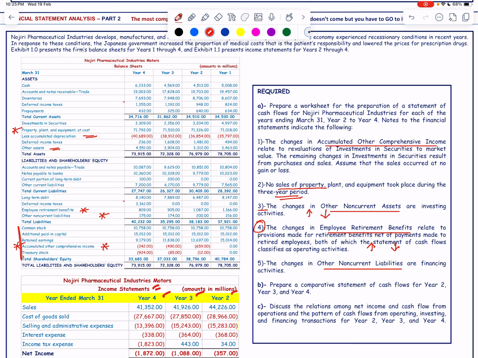So let us proceed. Part number B, obviously we'll talk about it when we complete part A, and also we will be talking about part C at the end of this video.